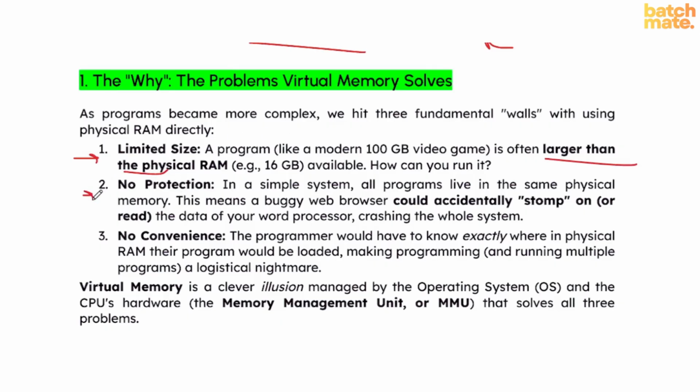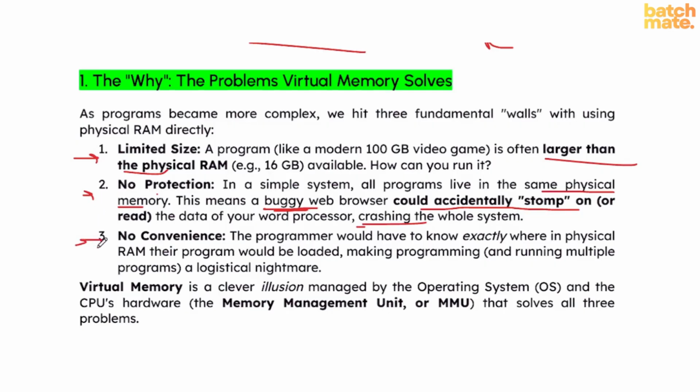Second, no protection. In the old days, all programs lived together in the same physical RAM house. Imagine this. Your web browser is a messy roommate. It has a bug and it accidentally writes data into the memory space of your word processor. Boom! Your essays and notes are gone. The whole system crashes. Without protection, one bad program kills everything.